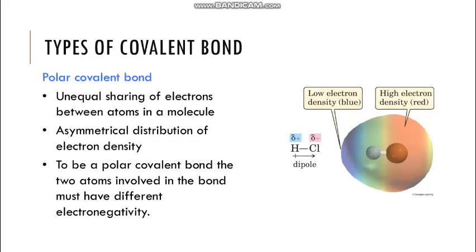Another type of covalent bond is the polar covalent bond. In a polar covalent bond, there is an unequal sharing of electrons between atoms in a molecule, so there is an asymmetrical distribution of electron density. The more electronegative atom attracts the shared electrons more strongly and acquires a partial negative charge.